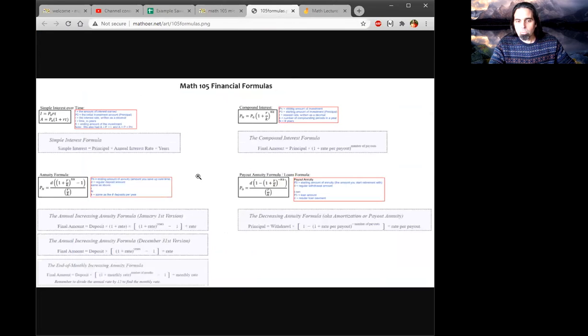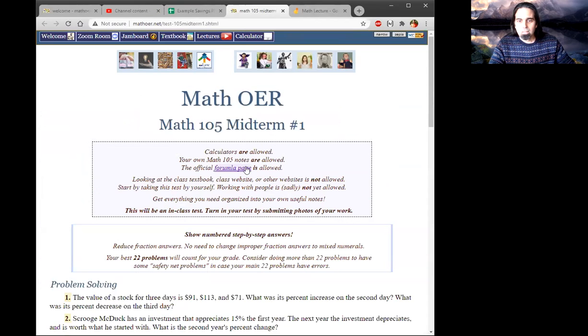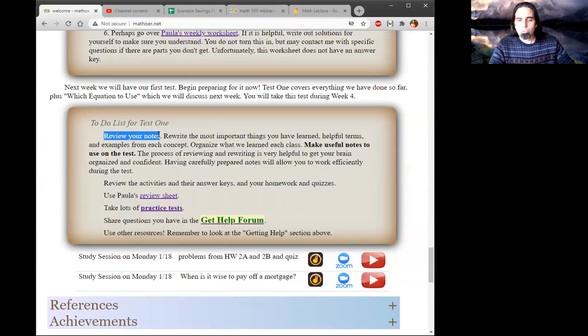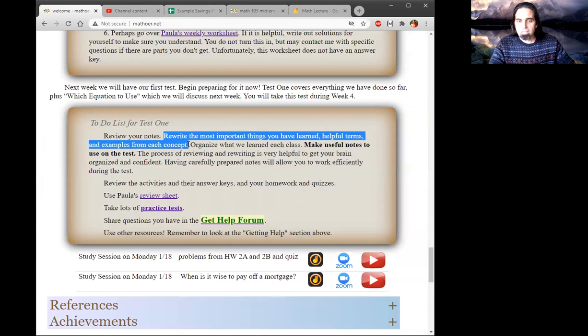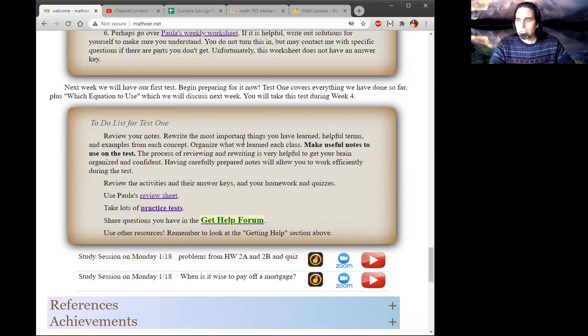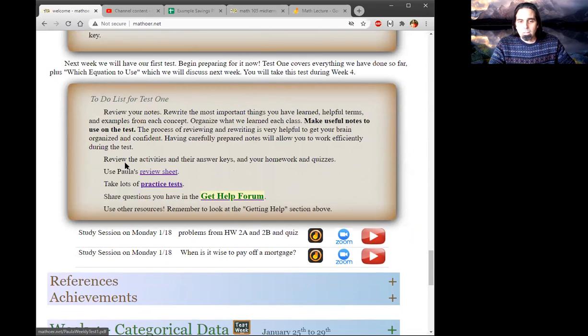So if you don't want to recopy all of these on your own notes, because that's just busy work, you can just print this out. So those are allowed. So a big part of getting ready for the test is reviewing your notes, organizing them, have example problems. You don't want them too long or you'll spend too much time flipping around to find stuff, but you want them long enough to have everything you might need. Review the activities and their answer keys, review your homework, review the quizzes.